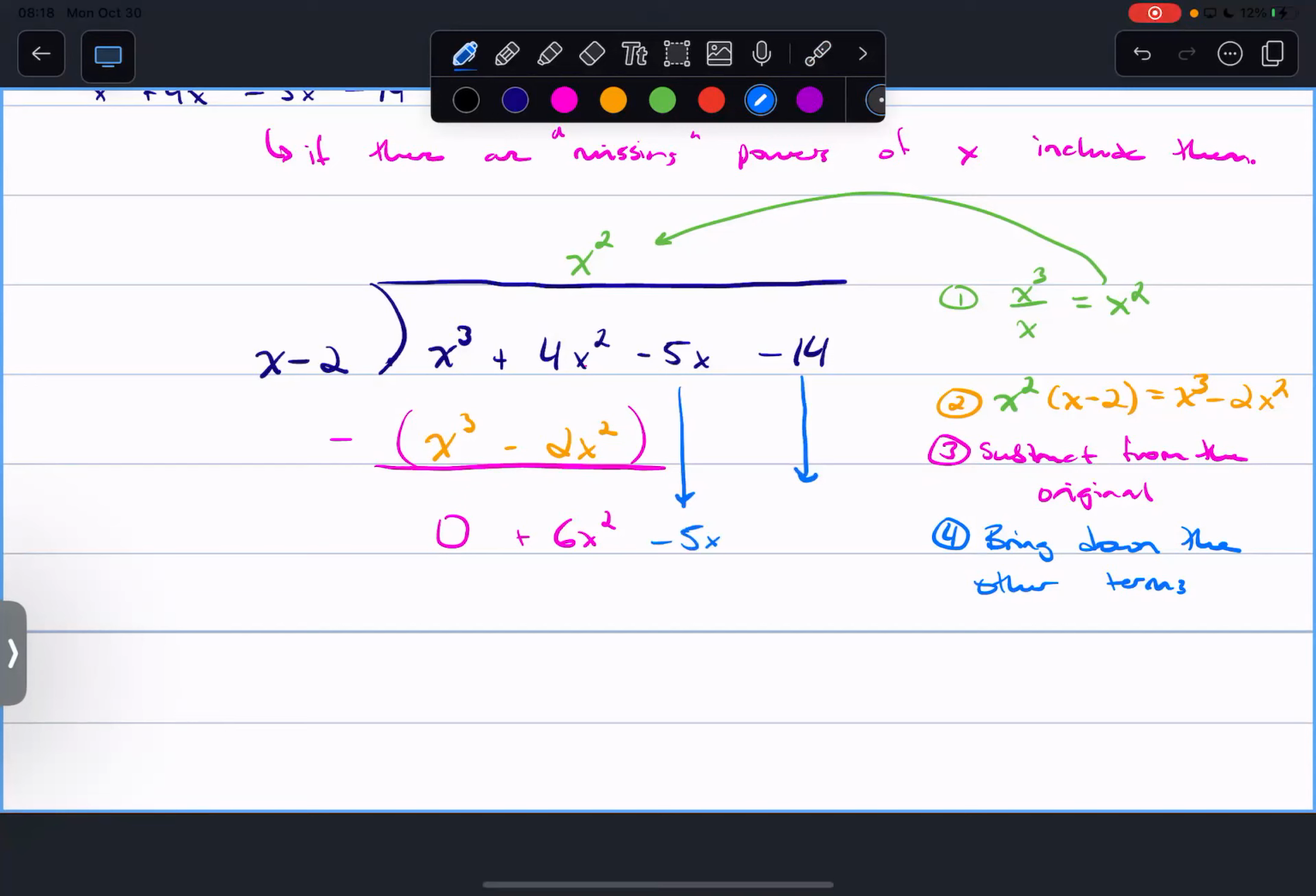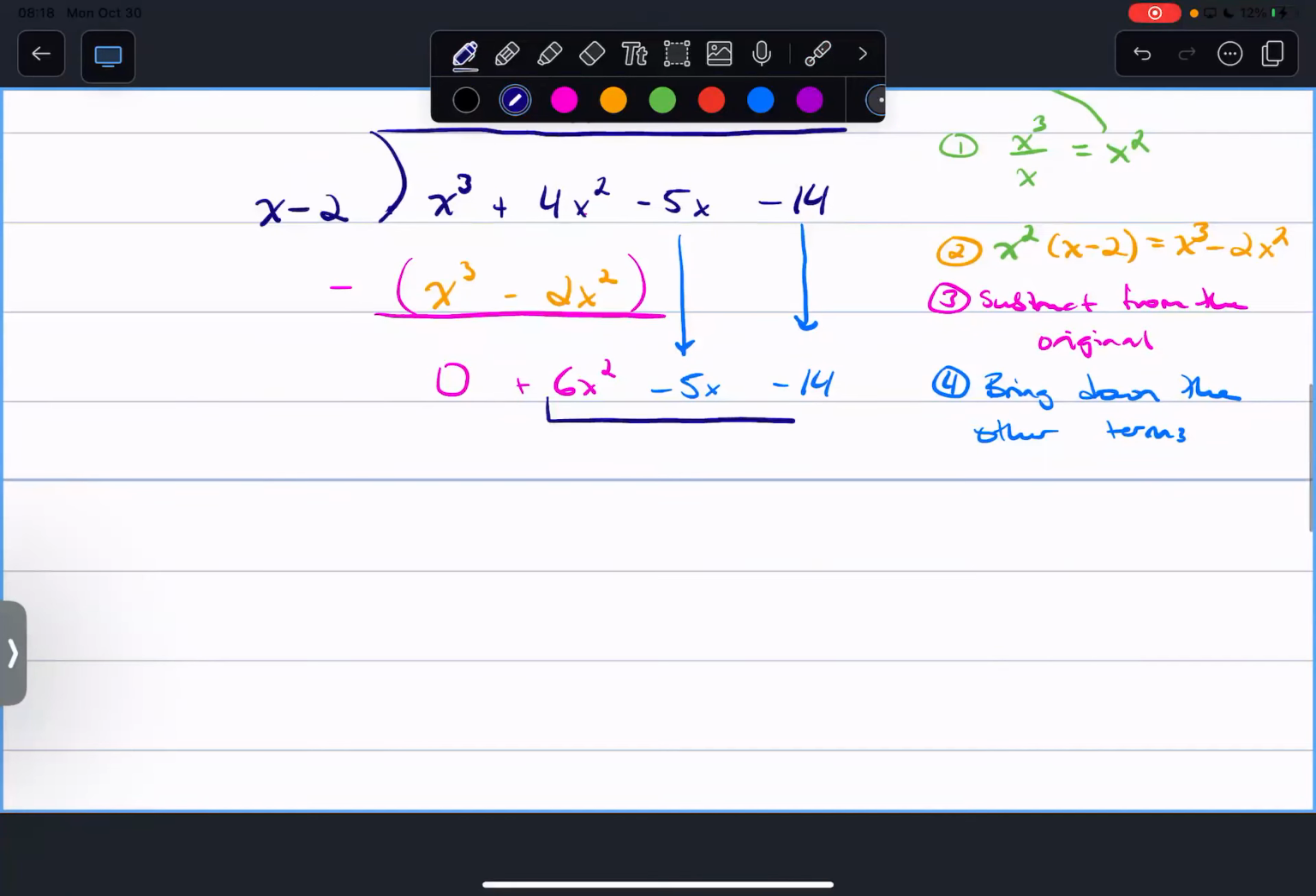So I get minus 5x minus 14. And now this is my new polynomial that I'm going to divide into. And guess what? We just do it all over again, right? What's going to happen? We're going to chip away at this x squared. It's going to become an x, right? And then we're going to have an x squared. We're going to subtract. They're going to go away. And slowly but surely, we're going to chip away at this thing. Yeah. And so now we start over.